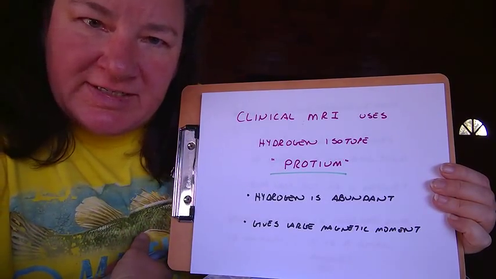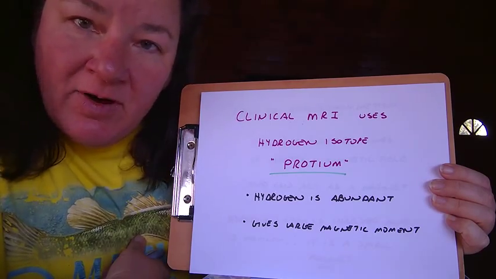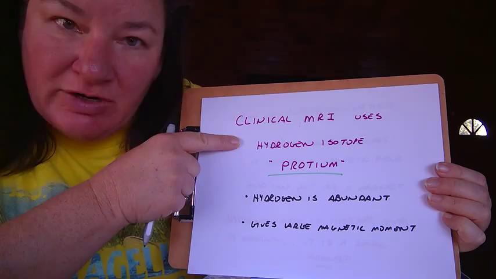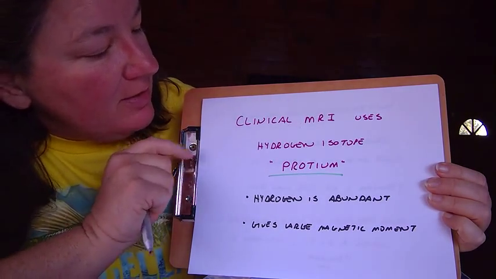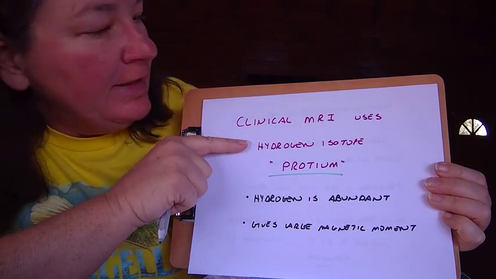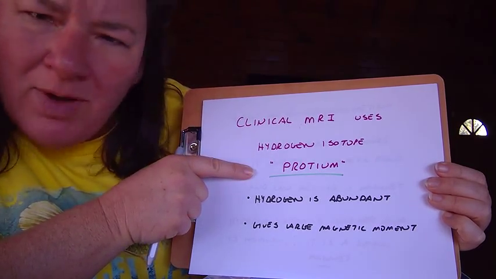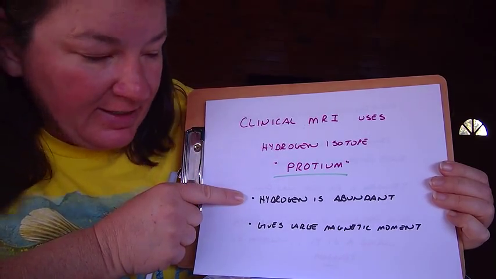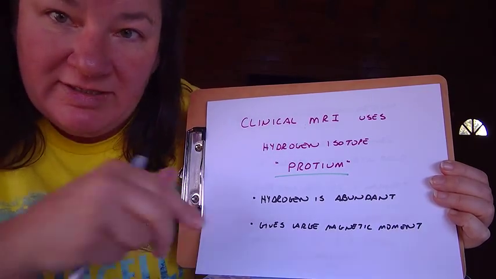Now let's pause for a second and talk about the atom that MRI uses most. The hydrogen isotope. Remember isotopes? They don't have the same numbers? Well, the isotope in hydrogen that clinical MRI uses is called protonium. Now, why do we use hydrogen? It's the most abundant atom in the body, and it also has a very large magnetic moment.